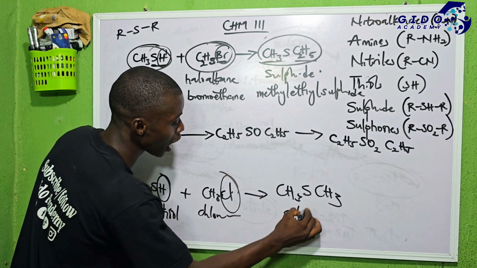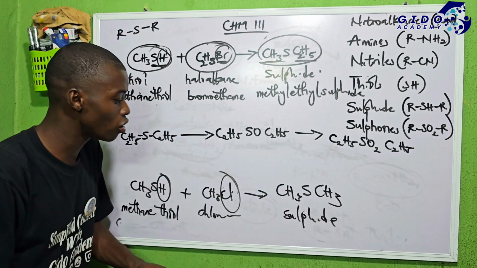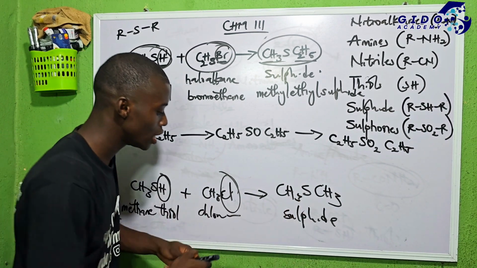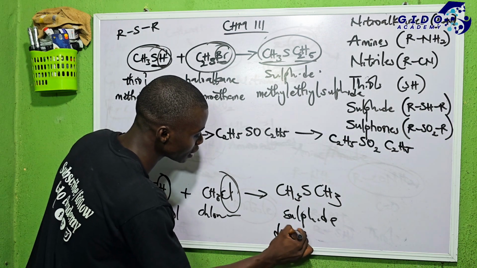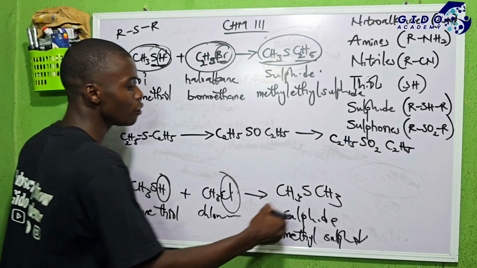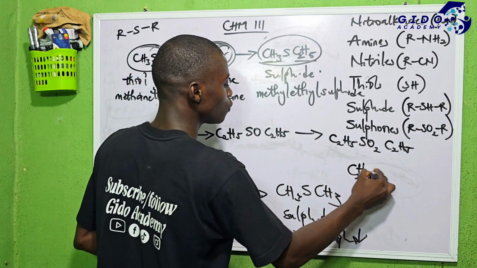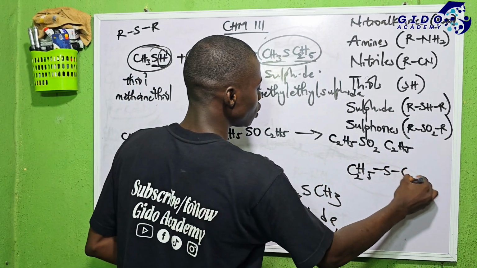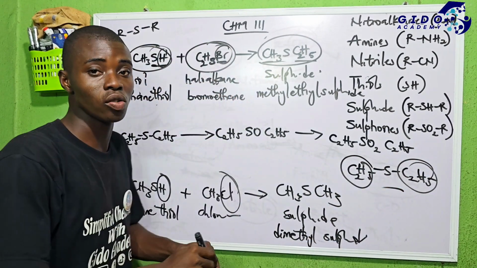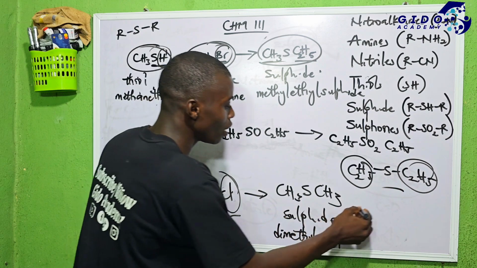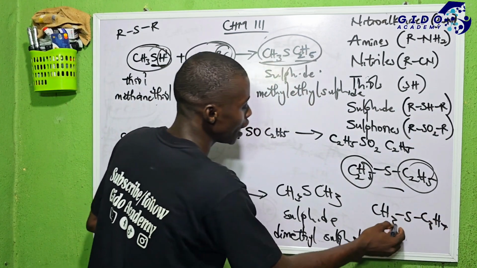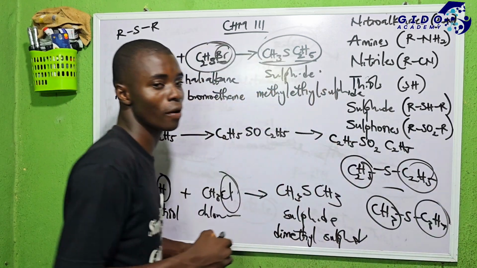A sulphide. And what kind of sulphide is that? We can call this a methyl sulphide. So as long as it is methyl here and methyl here, it is easily called a dimethyl what? Sulphide. So that will be the name. What if you have something like C2H5 bonded to S bonded to C2H5? This is ethyl sulphide, which is also known as diethyl sulphide. What about if you have CH3, S, and C3H7? This is methyl propyl sulphide.